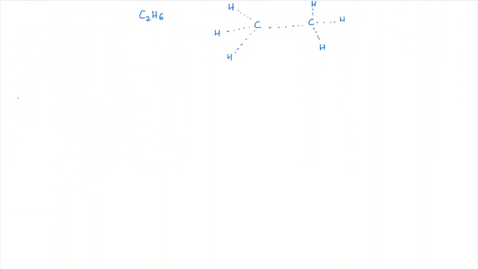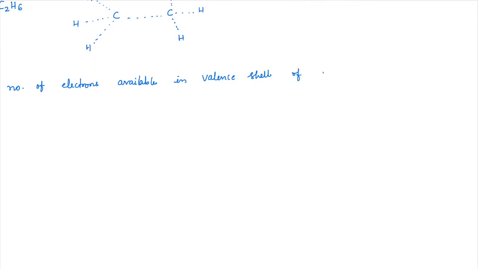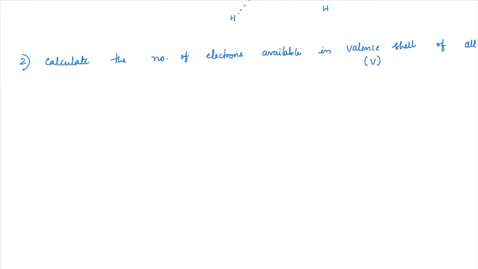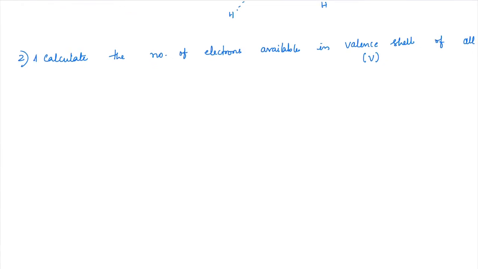Right. The second rule in writing Lewis structures is about calculating the number of electrons available in the valence shell of all atoms in a molecule or ion. And we usually represent that with V. Alright, this is the first thing we'll do.